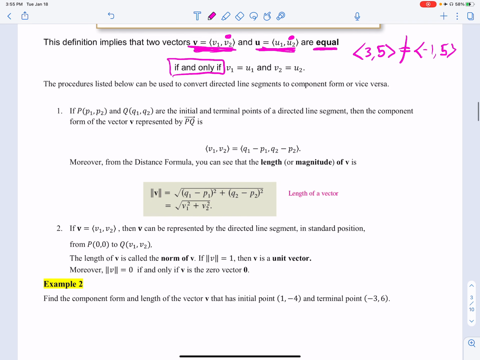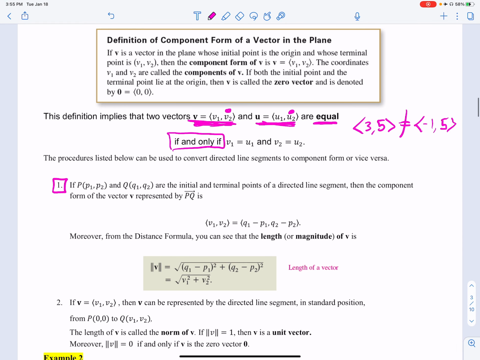We've got some definitions for you. If I have 2 points from P to Q and I want to find the component form of this vector, I do as follows. Initial is where it starts, that's P. And then terminal is where it ends, that is Q. So if I want to find the component form, I take terminal minus initial, the second one minus the first one. So notice here, they did Q1 minus P1.